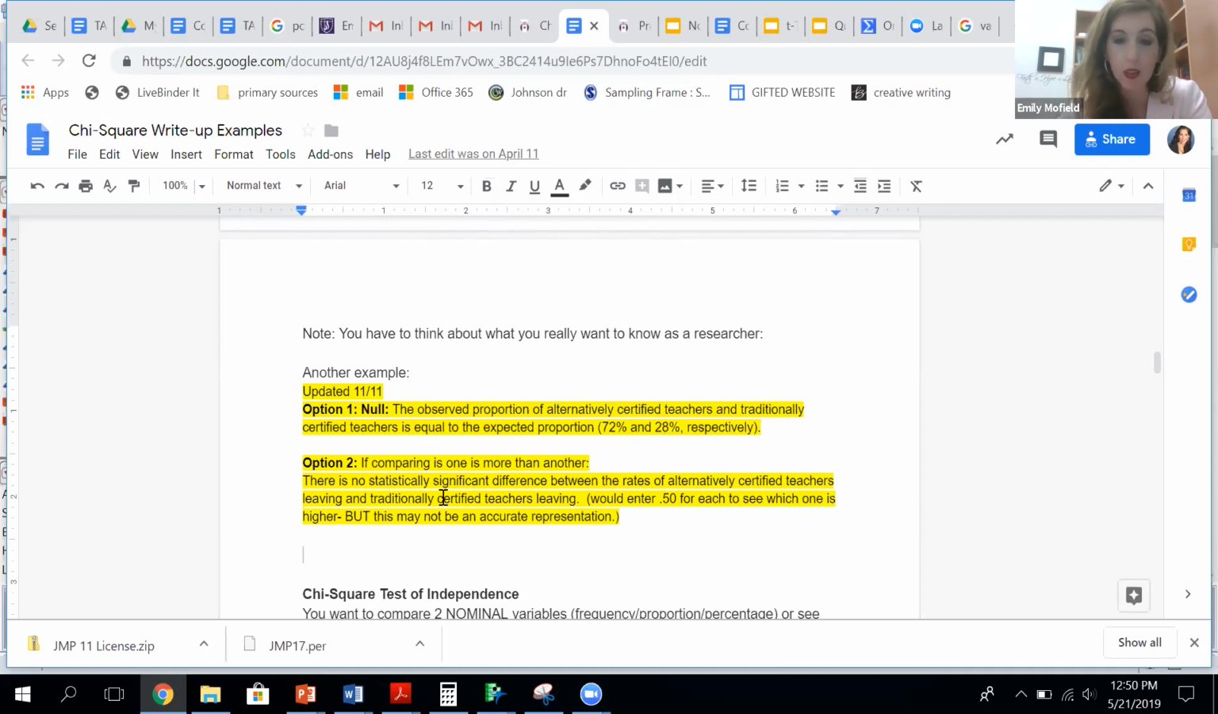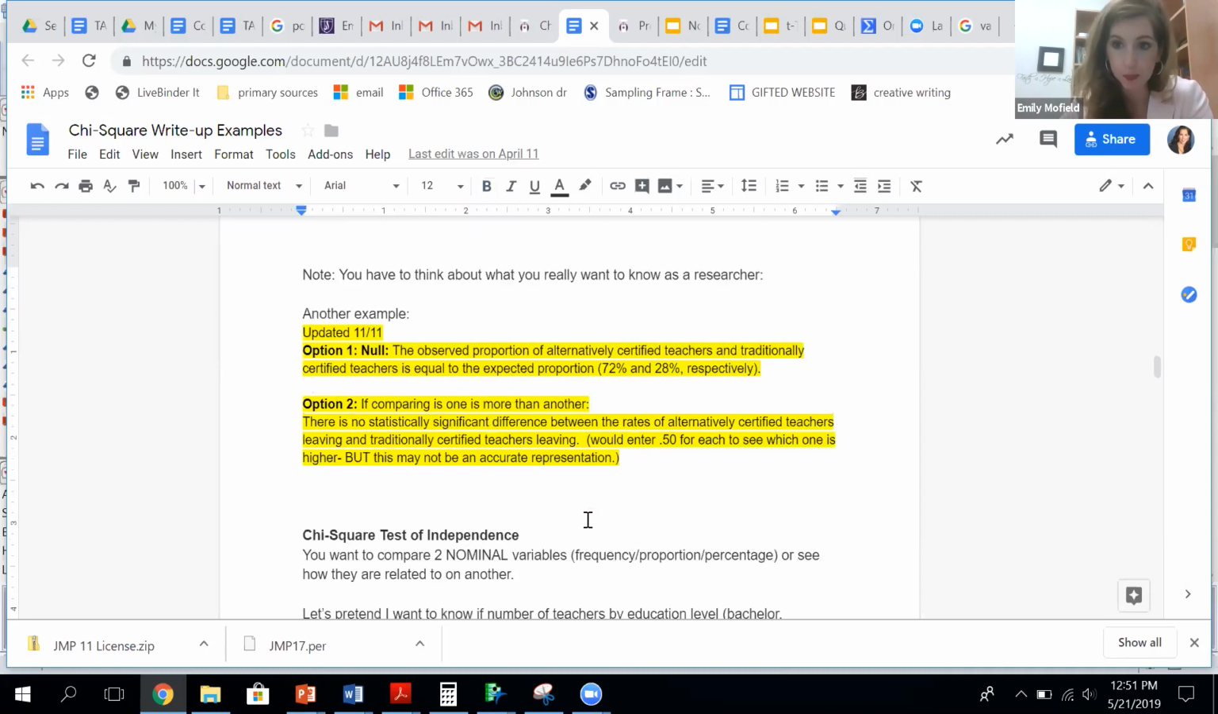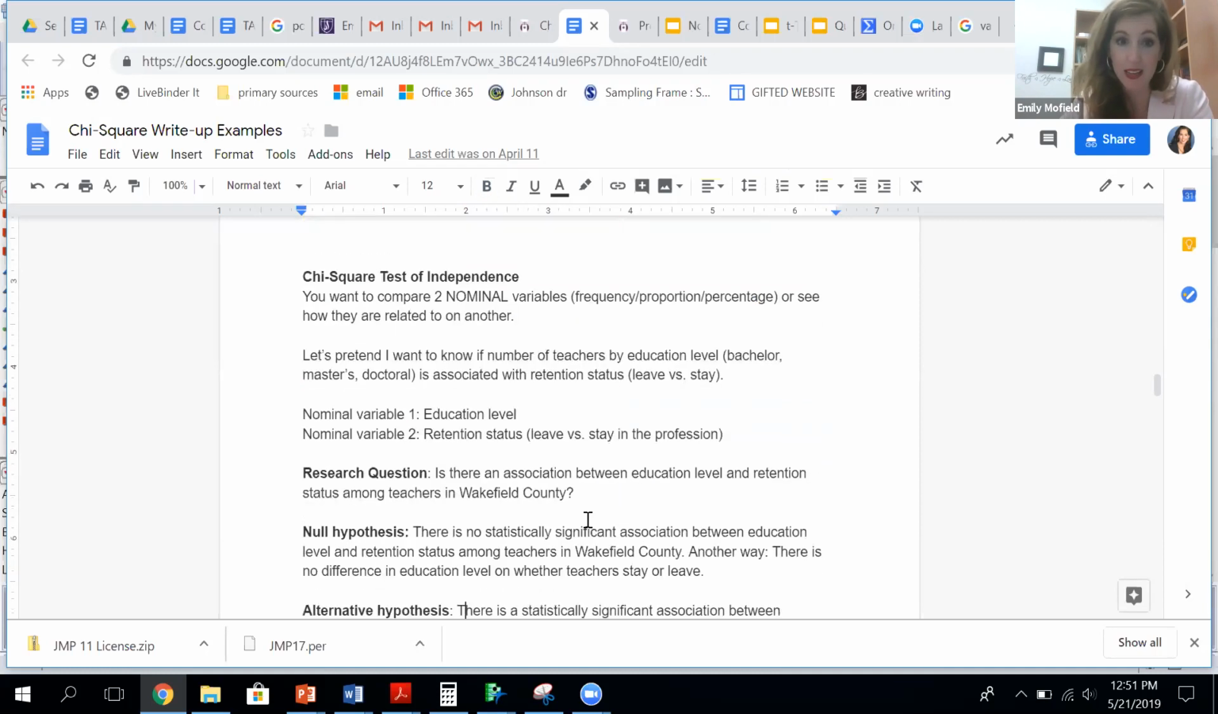And then if you're looking at, hey, is one more than another, then you would do it like this. There is no statistically significant difference between the rates of alternatively certified teachers leaving and traditional certified teachers leaving. And so then I put in 50% as the expected proportional rates. So you really have to think as a researcher, what is it you're actually doing and finding?